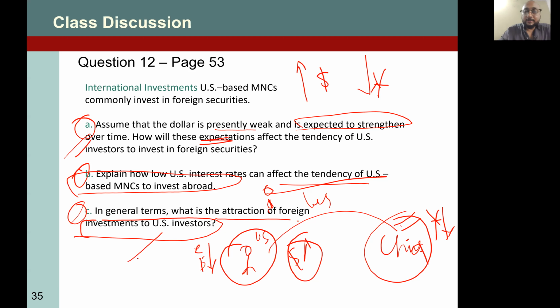And the last one is, in general terms, what is the attraction of foreign investment to US investors? So why do US investors want to go to foreign countries? In order to earn more money. So the answer is to receive more returns. So the rate of return is basically the main attraction, but on a minor scale, for some people it is diversification.